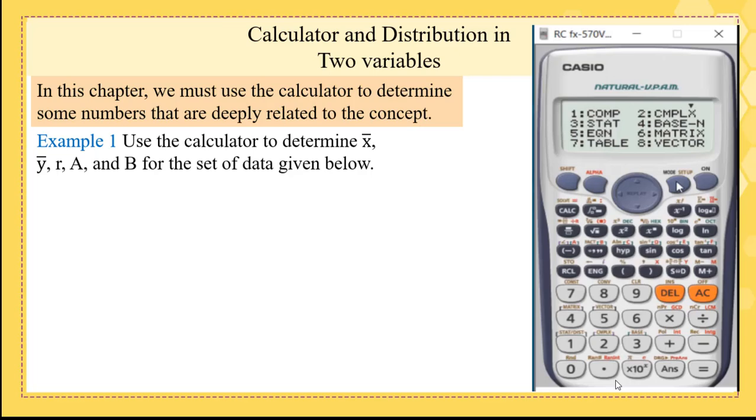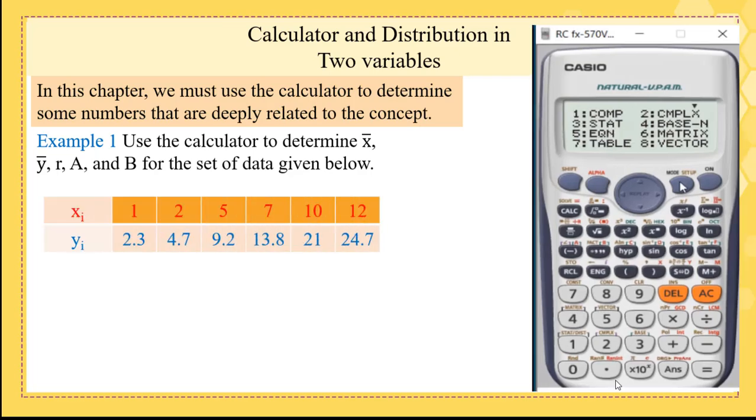So in example 1, we use the calculator to determine x bar, y bar, r, a, and b for the set of data given below. We have the following table. Okay, starting by using this calculator, we go to mode 3 to go to the statistical mode, and we start by entering the data of the variable x: 1, 2, 5, 7, 10, and 12.